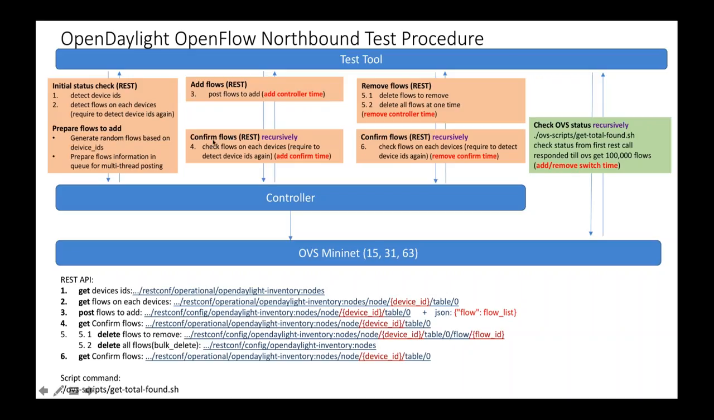after sending the add-flows REST message, they will go back to check the status on the controller. So these are the two times they are measuring, and the same while they are removing the flows. Besides this pure REST API operation, they also have a script to directly check the Mininet status, as a reference.